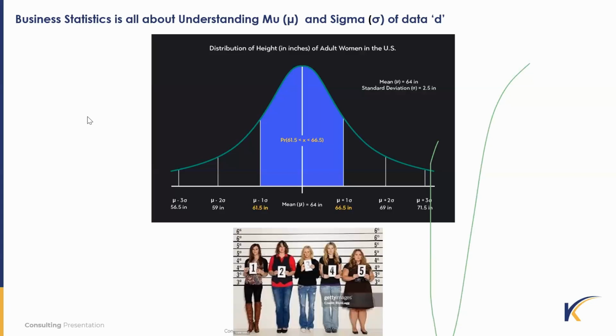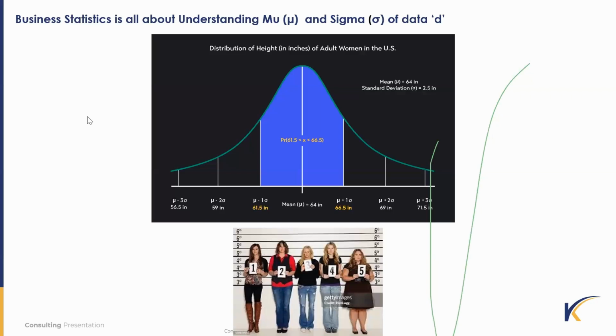Centrality and spread. Most things in life, forget business, anything in life always has something called centrality and something called spread. The centrality that we talk about is nothing but the mean, which is denoted by a symbol called mu. And the spread that you see in any data is nothing but the standard deviation, denoted by a symbol called sigma.